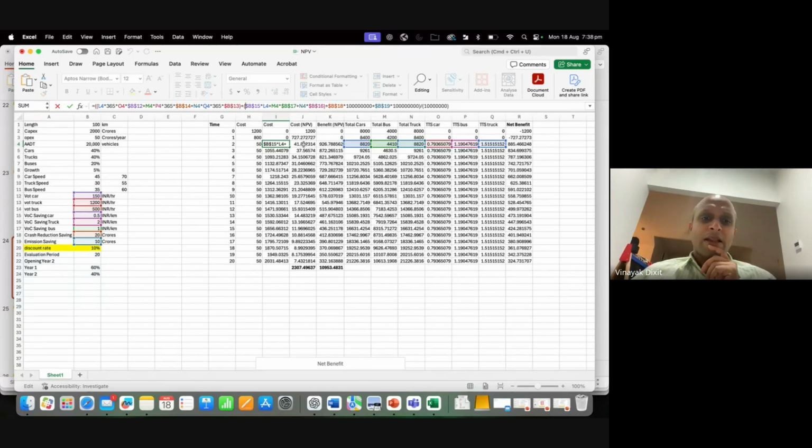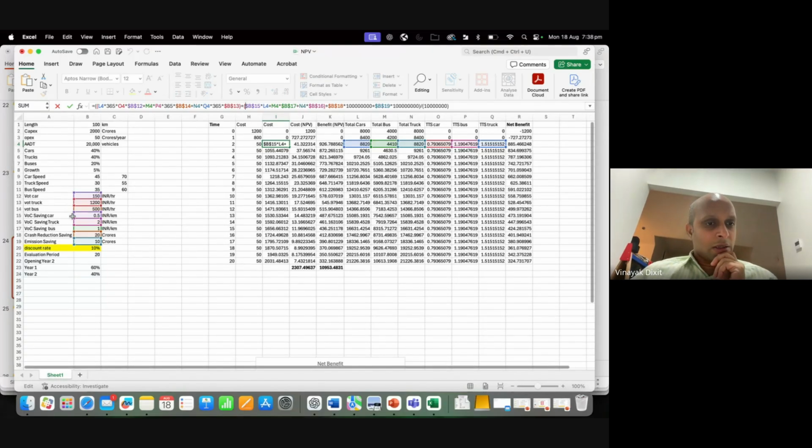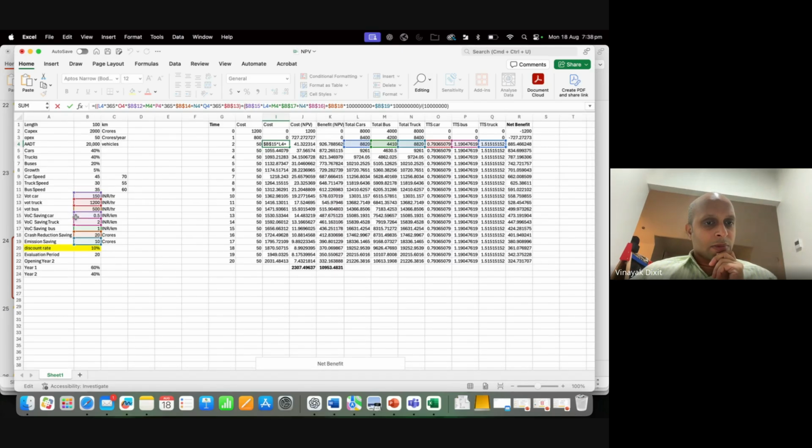Every car, multiply that with this number. But remember that this is INR per kilometer. So I have to actually multiply this with 100. All right. I have to multiply this whole thing with the length, as well as multiply this with 365.